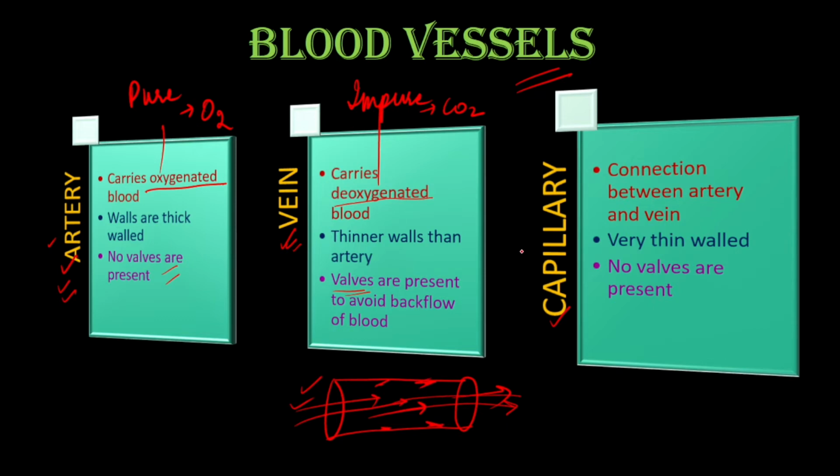Then the last one is capillary, which is the connection between arteries and veins. And they have a very thin wall, or you can say the thinnest wall. No valves are present again here. Let's discuss them in detail.